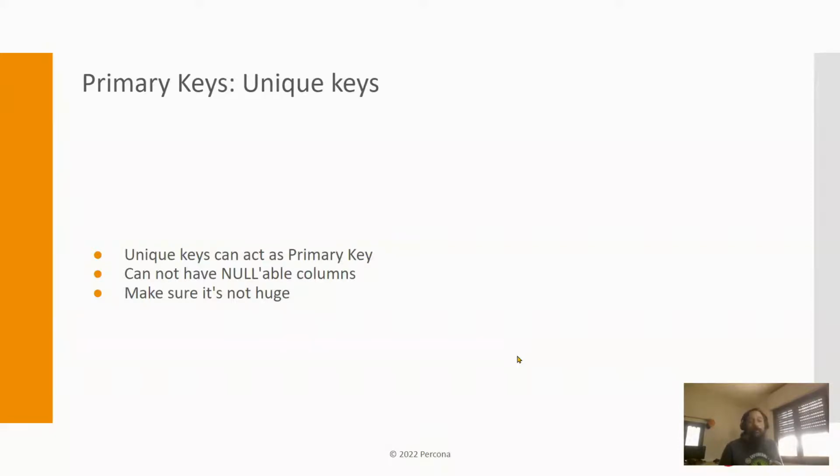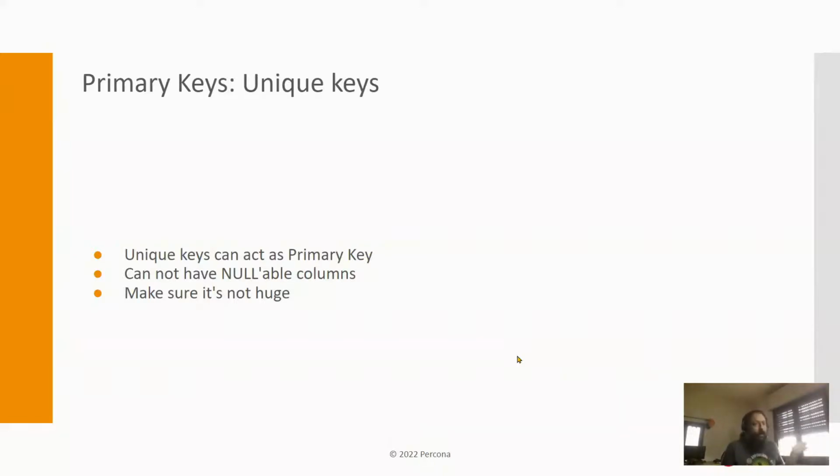Make sure it's not huge. It cannot have nullable columns. And again, make the leftmost column, and I didn't put that here, I should have, make the leftmost column monotonically increasing. Because again, otherwise you're going to end up with the same problems as UUIDs.